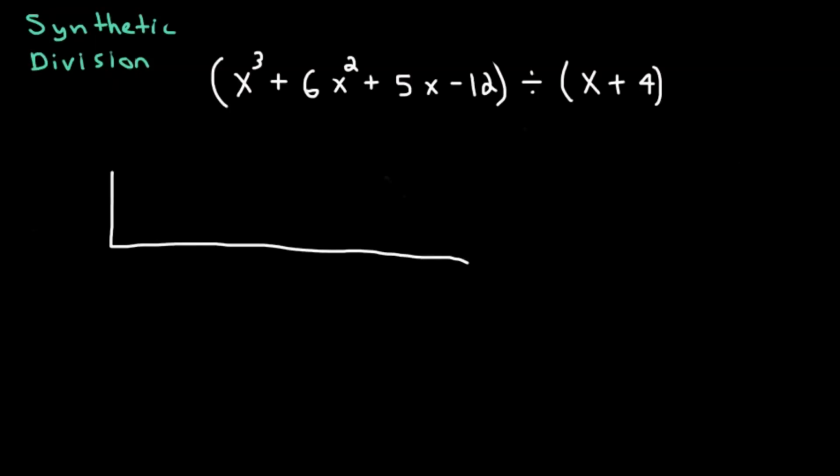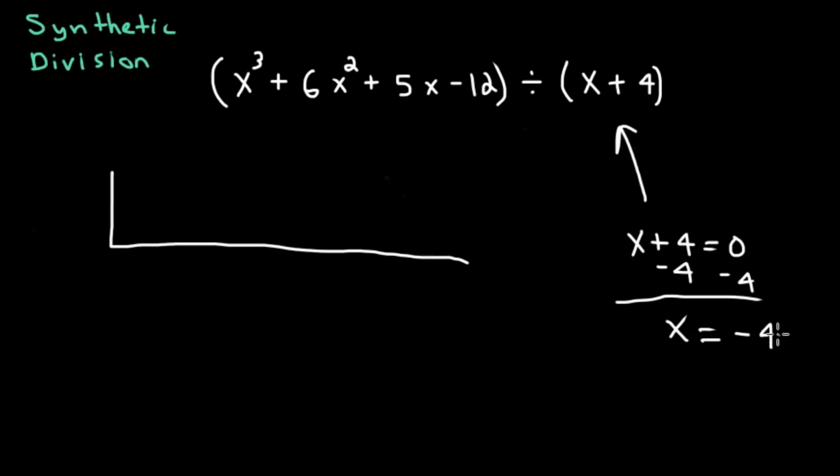Today I'm going to be teaching you about synthetic division. The first thing we're going to do is set our divisor equal to 0. So once we've done that, we're going to solve for x, and x is going to be equal to -4. After doing that, you're going to take this -4, or whatever number you got, and bring it all the way over here.